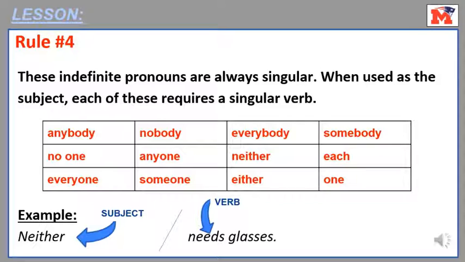We've drawn the line between the subject and the verb. Neither, an indefinite pronoun, is the subject, and so it always needs a singular verb. Needs is singular. We wouldn't say neither need glasses. That doesn't sound right. It's neither needs glasses.